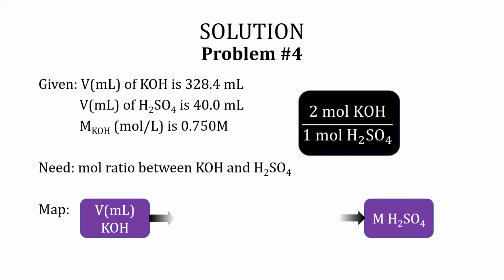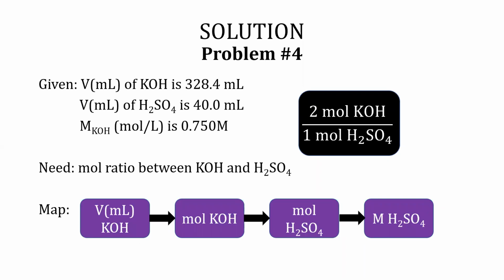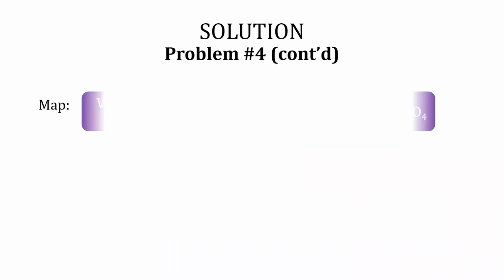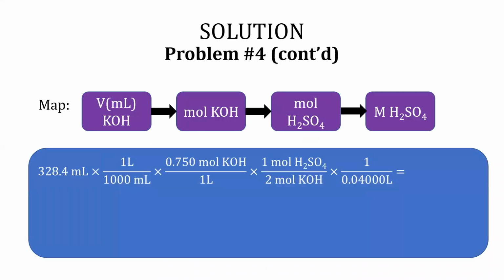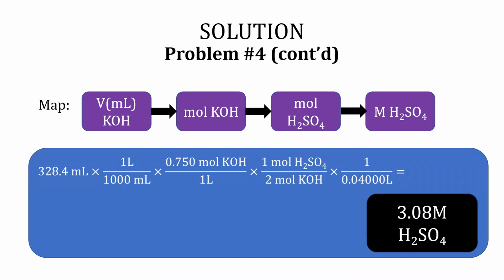The solution map starts with the volume of KOH, and after multiplying by the molarity of KOH, obtains the moles of KOH. Next, multiply by the mole ratio between H2SO4 and KOH to get moles of H2SO4. Lastly, take the moles of H2SO4 and divide by the volume of H2SO4 to obtain the molarity of H2SO4. After plugging in all of the values, the molarity is 3.08 molar.